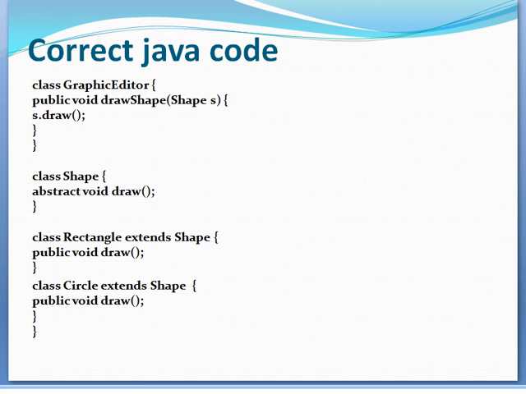Okay. Correct Java code. Now add the method void draw. You can use it in rectangle and circle. Then if you add any shape, you can print it using this function.